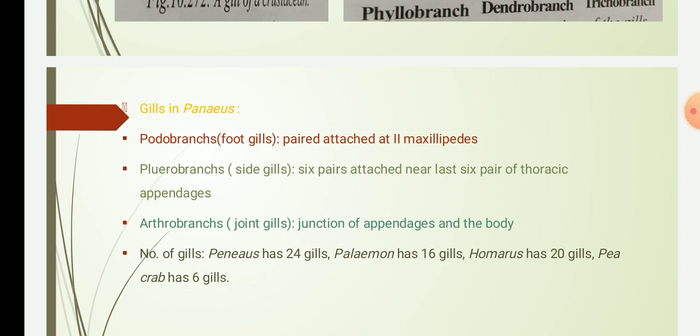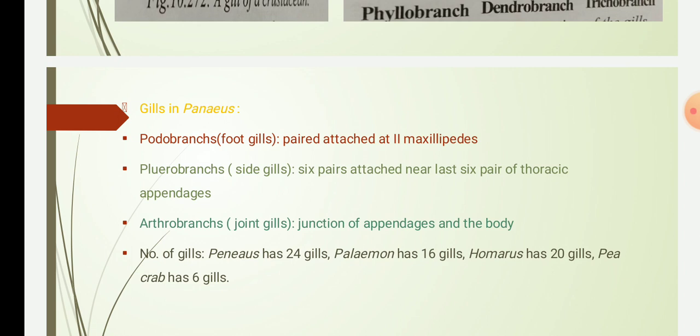Okay, and this branchial formula will be varying, it differs again. And this branchial formula will be having appendages, then podobranchus, arthrobranchus, pleurobranchus, and epipodite. Okay, and in each appendage, how many podobranchus are present, how many arthrobranchus, pleurobranchus, and epipodite are present, that is marked, and at the end all the totals are done. So that will conclude the number of gills in a particular prawn.